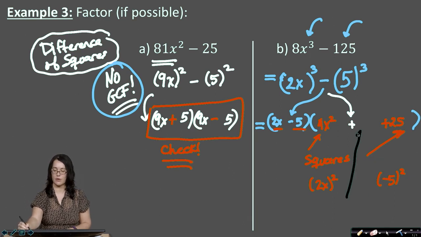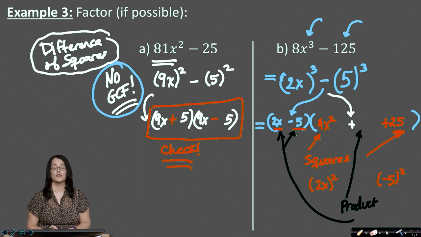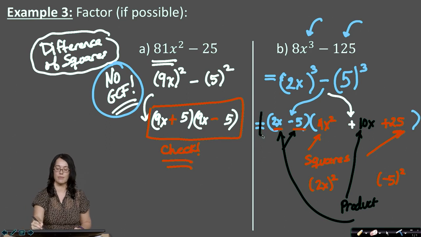Now, what went in the middle was the product of the two. So right here is where we put our product of the two items here and here. What is their product? So 2x times 5 is 10x, but we make it positive so that the right things will cancel. And you can double check and triple check until you feel comfortable with that formula.